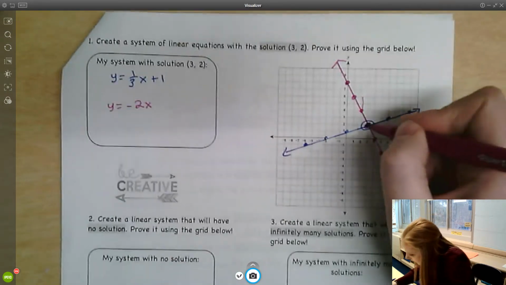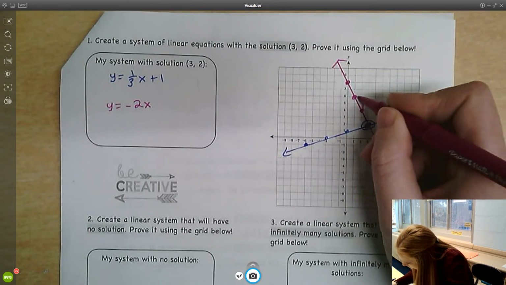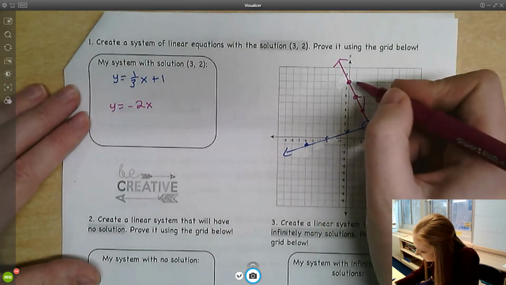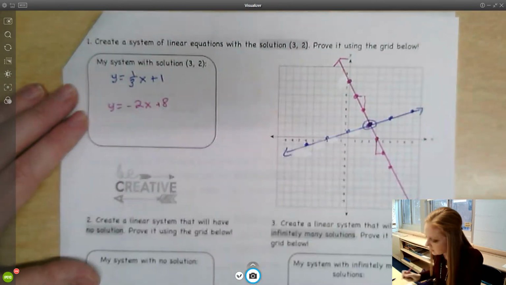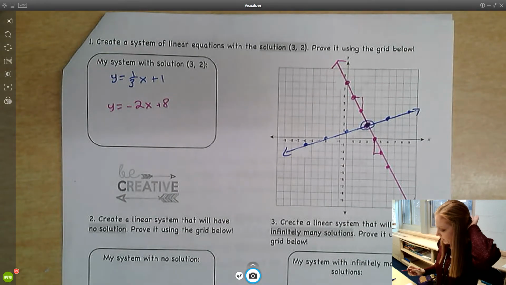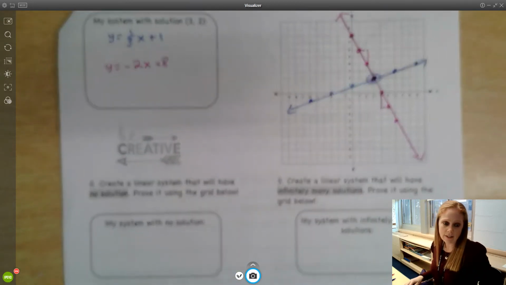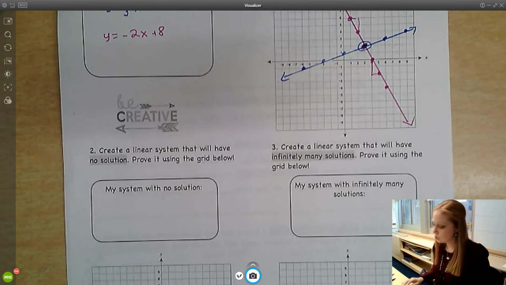Okay, so when we were going up 2, left 1, up 2, left 1, up 2, left 1, after going down 2, right 1, my y-intercept, you could tell, is 8. Sorry for all the mistakes. So that's a system with a solution of 3, comma 2. Again, we're working backwards. All right, now let's get creative and find a system that will have no solution.